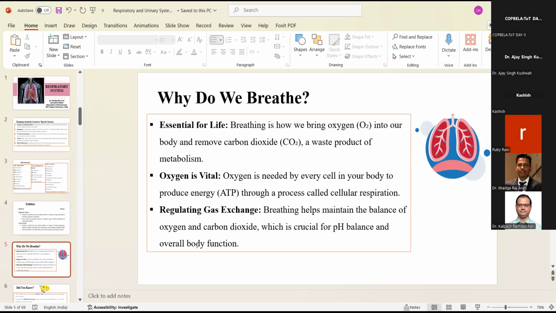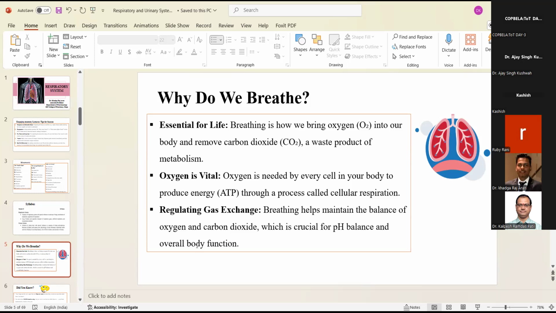First, breathing is important for life. Breathing is how we bring oxygen into our body and remove carbon dioxide, the waste product of metabolism. This is the first importance of breathing.